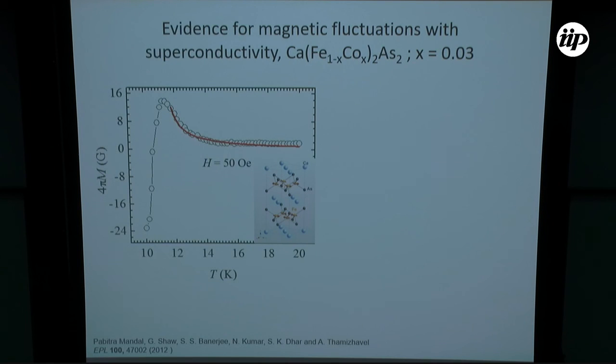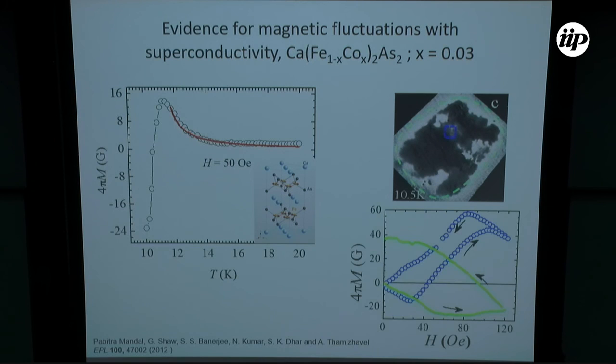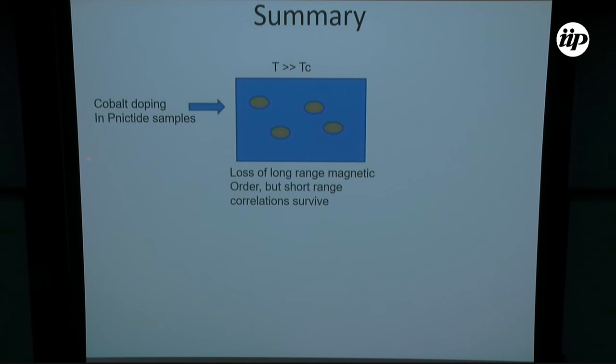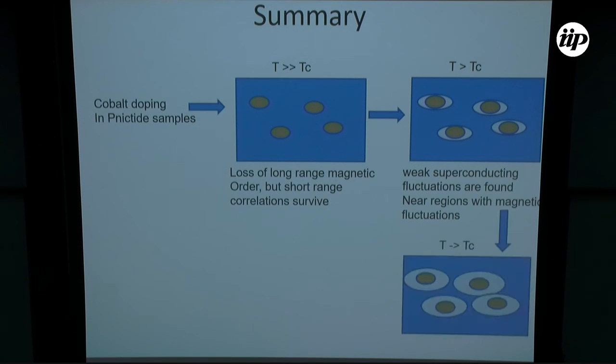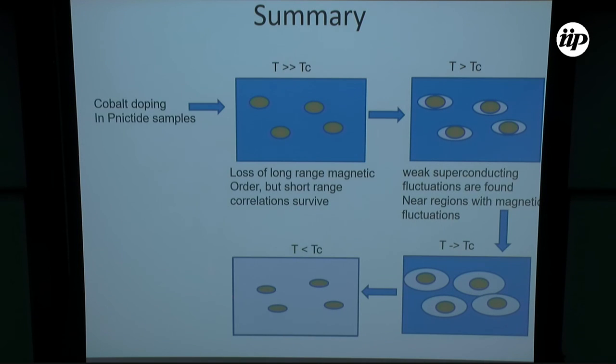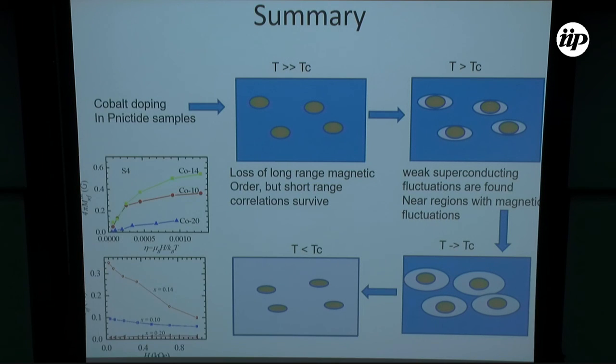We had seen earlier in calcium iron arsenide similar effects, where there are magnetic fluctuations along with superconductivity above Tc. So the summary is that with doping in these pnictide samples above Tc, you lose long-range order, but you may be preserving some short-range magnetic correlations inside the sample. Around these regions, as you cool the sample, some superconducting puddles are nucleated, which start growing until you go below Tc, and you have your superconducting state in which there are small magnetic inclusions which can survive inside the system, and perhaps these two are related to each other. They might be aiding each other in giving rise to superconductivity.